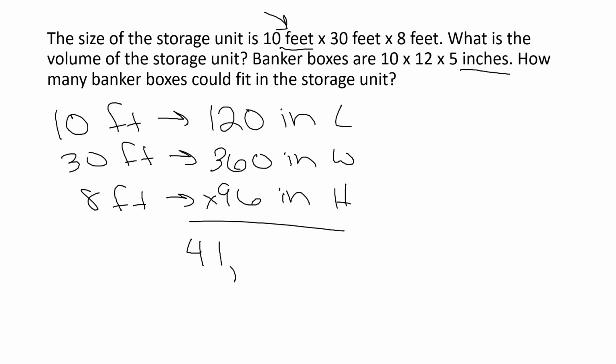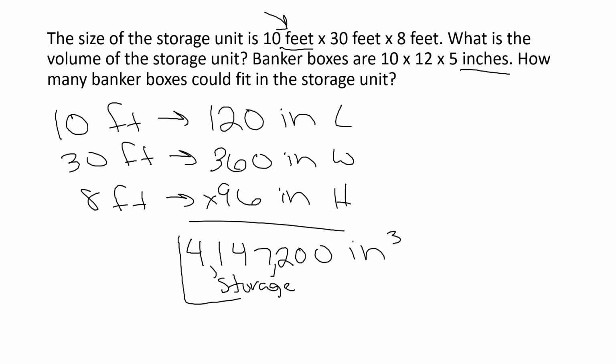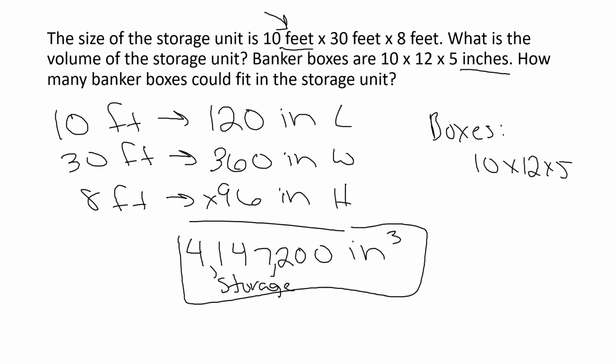41. No, that's not where the comma goes. Let me get my eraser. There we go. It is 4,147,200 inches cubed. So that is my storage unit. Mark that first. Then for my boxes, they're already in inches, so we just do length times width times height.